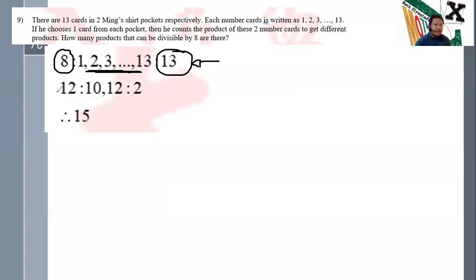So as you can see here, if we have 8, we can have in one hand 8, and each pair of 8 with the numbers will become 13. I mean, 8 times 1, 8 times 2. So there are 13 ways for that one. 8 times 1, because for a number to be divisible by 8, one should be 8. So 8 1, 8 2, 8 3 until 8 13. That's a combination of the cards. One card is 8, the other card is 1 to 13. So there are 13 ways for this situation.